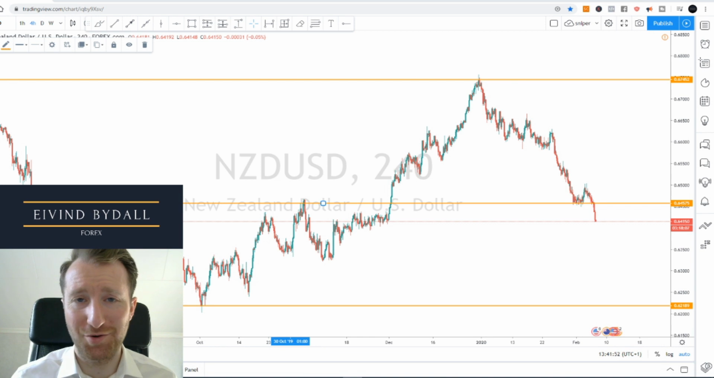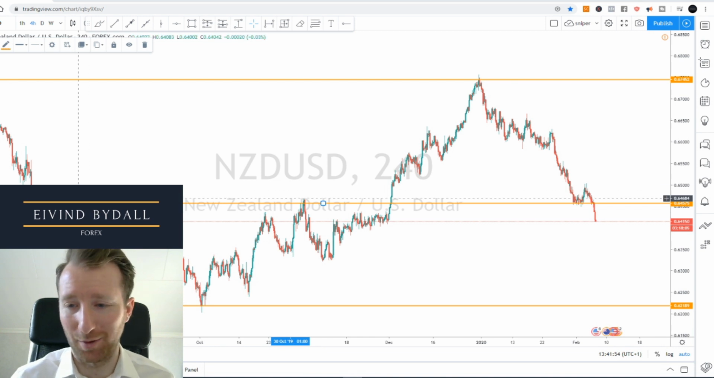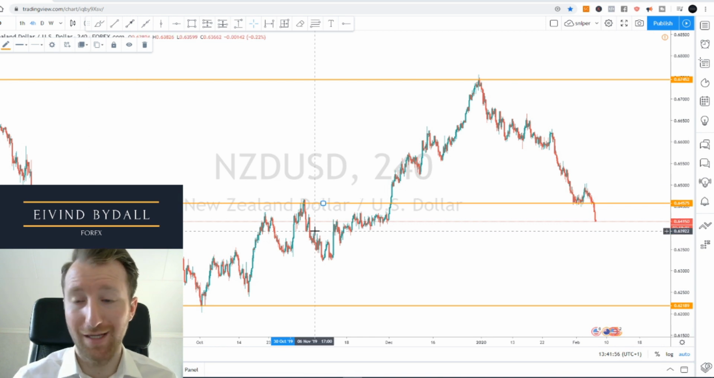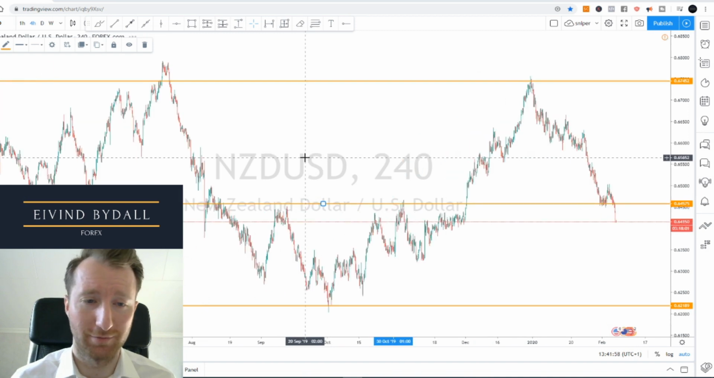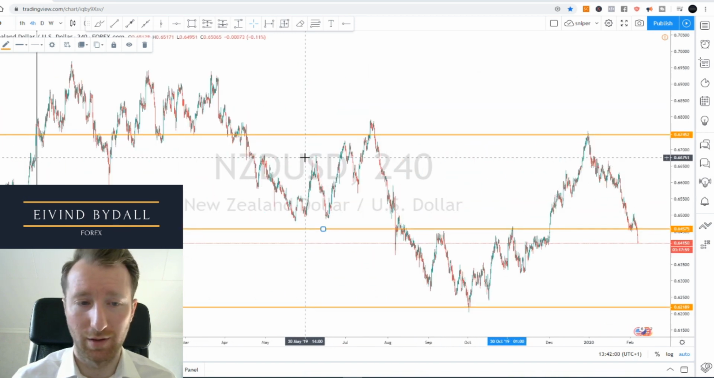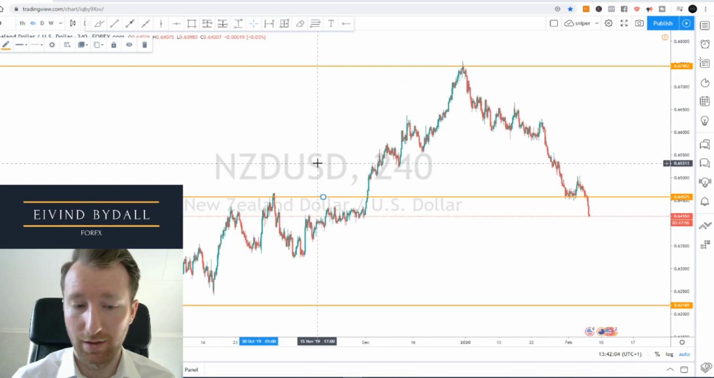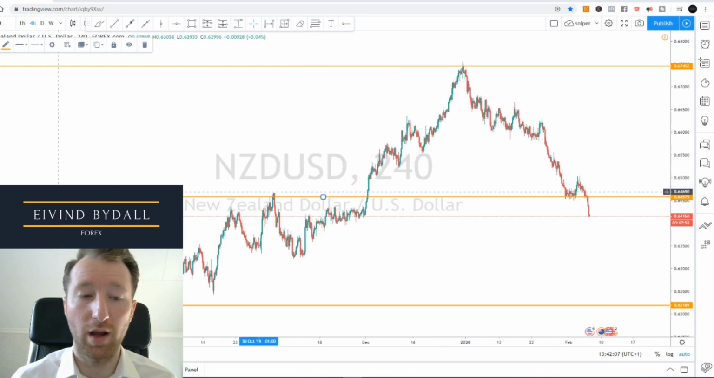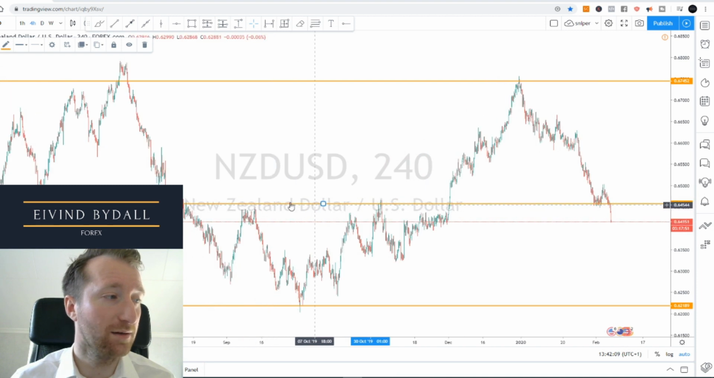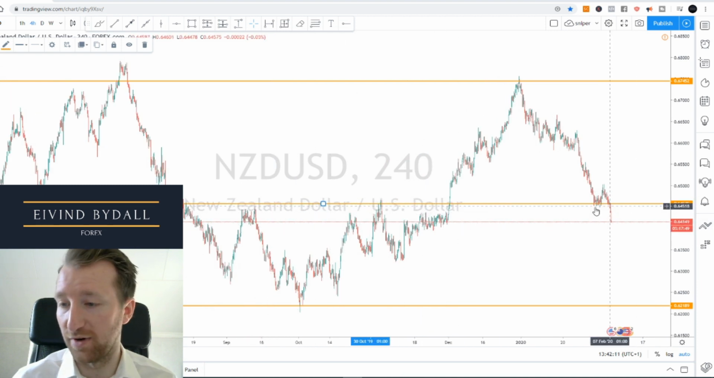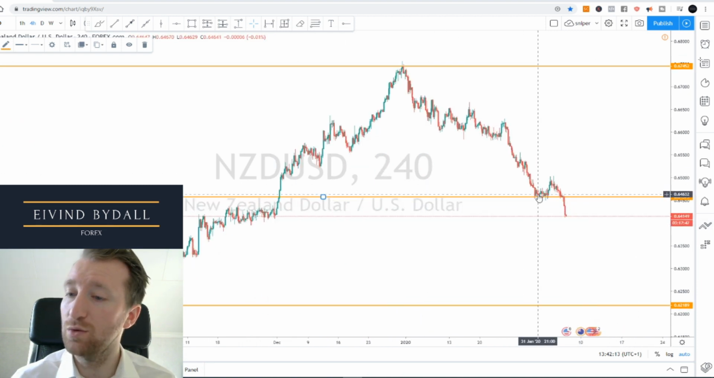Now there's two other things I want to talk about. One is, what do we do about the future? How do we look into the future? Well, I don't know about the future, but what I can tell you is that if price came down to this area here, I would be very interested. But the move away from this area was not significant.